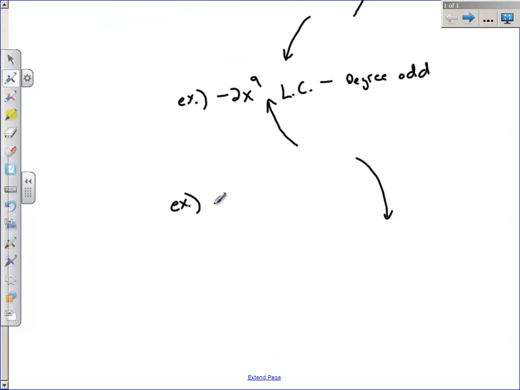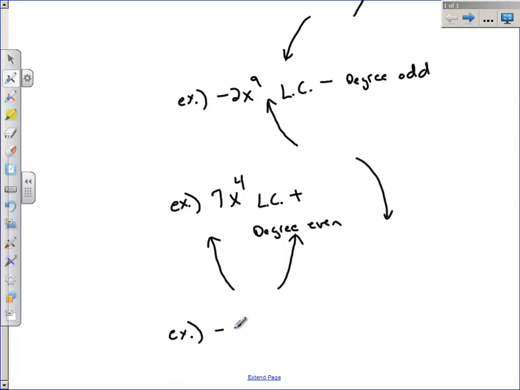Another example would be 7x to the 4th. Here we have a leading coefficient that is positive, and our degree is even. This is going to go up to the left and up to the right, sort of like your quadratic. Anything that has an even power and a positive leading coefficient will look like that in the end. The last example we need to look at is negative 9x to the 6th. This has a negative leading coefficient and the degree is even, so our end behavior is going to go down to the left and down to the right.